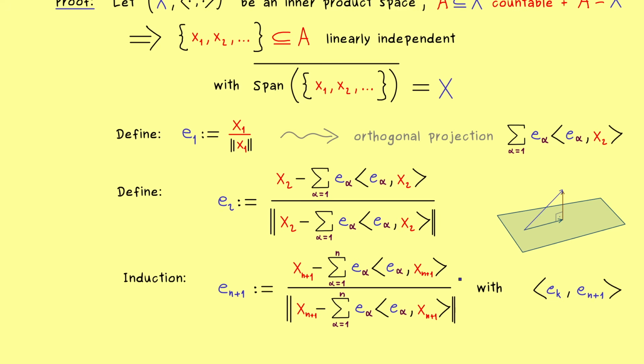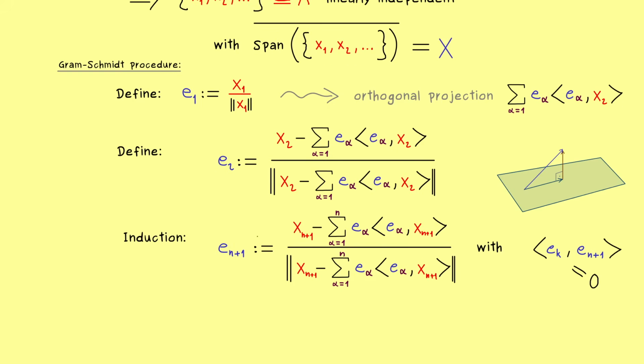e_{n+1} is essentially the numerator here, and this one is exactly the normal component. And the normal component lies in the orthogonal complement of the space that all the other e vectors span. Of course we can also calculate it, but we already know that this one is equal to 0. And by induction this holds for all k and all n, so indeed we have an orthonormal system. Hence this general Gram-Schmidt procedure we have seen here always gives us an ONS.